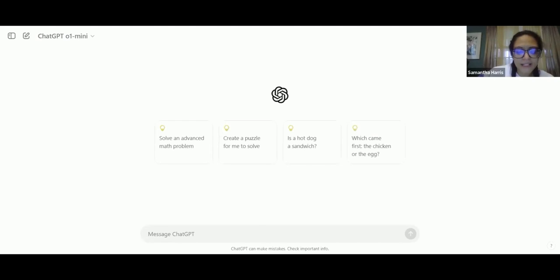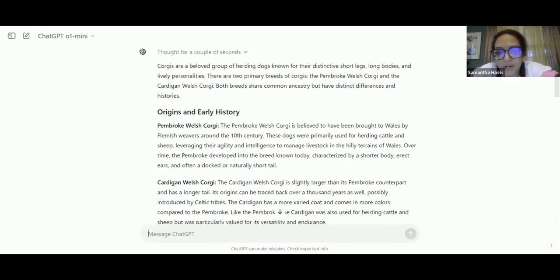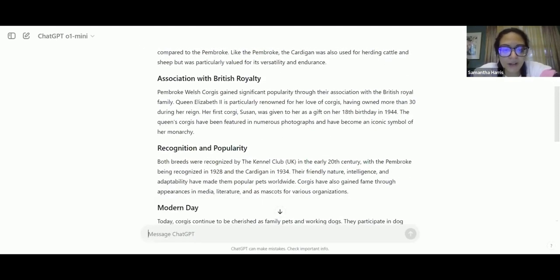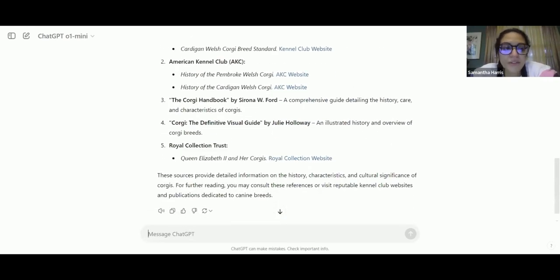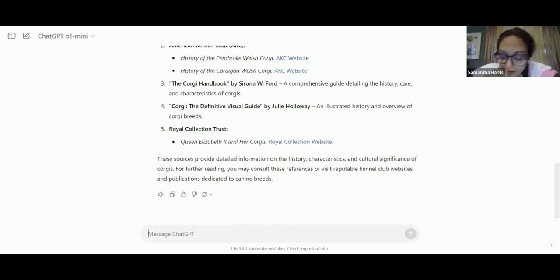So let's ask Mini the same question about corgis, because this is the one that you guys will have access to. Okay, tell me about the history of corgis and cite your sources. This was a straightforward question for Mini, so it was pretty much able to create the same sort of details as 4 was able to do. So if you ask it a factual question, it'll give you a factual answer. But let's see how it does with the more creative things.